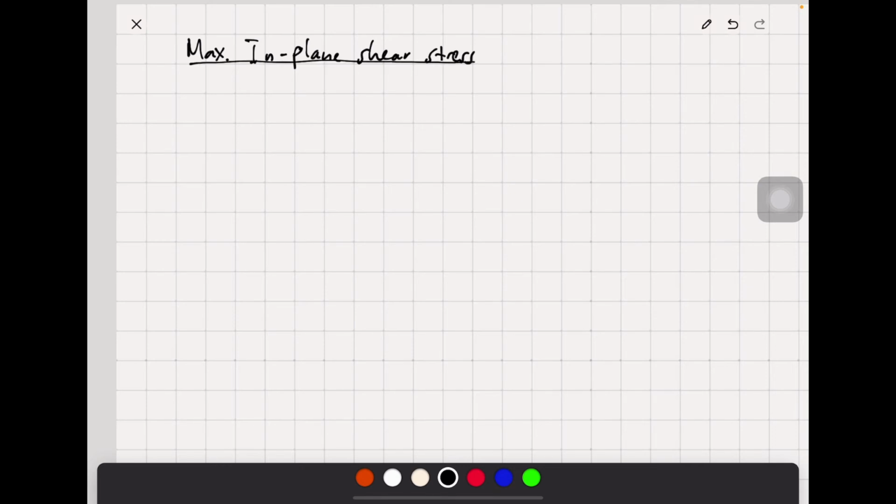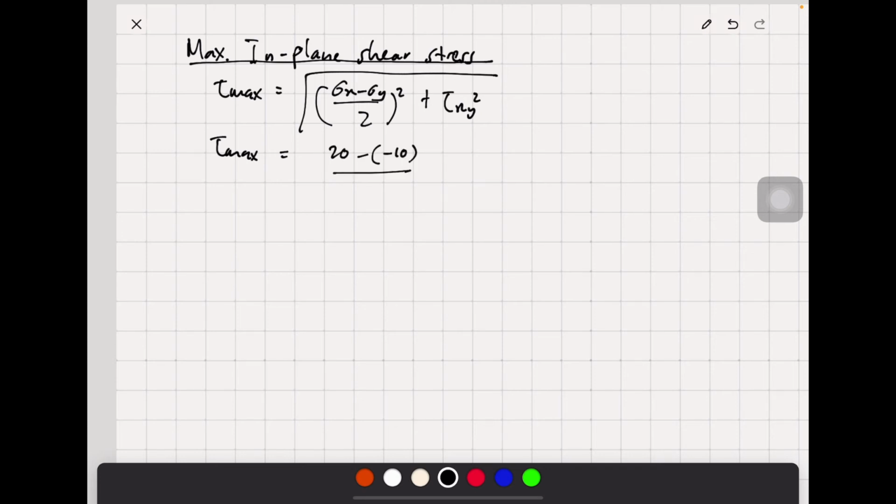The process is just by taking the formula that we have written before. Tau max is equal to the square root of sigma x minus sigma y over 2 squared plus tau xy squared. By having that value, we have tau max is equal to, we've got 20 minus 10 plus 30 squared.